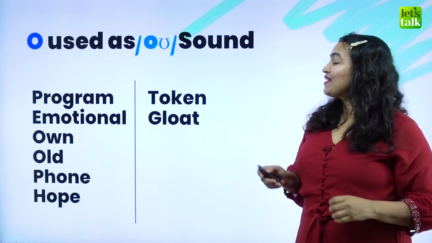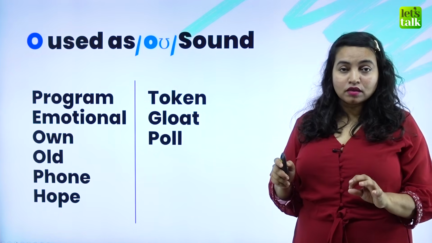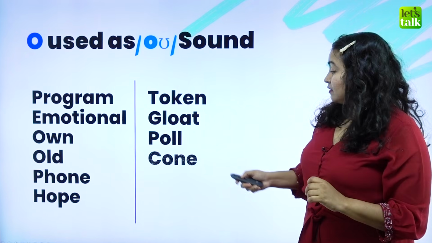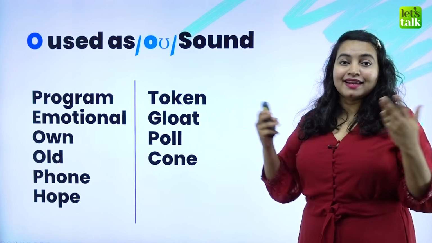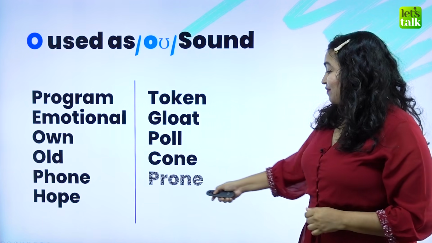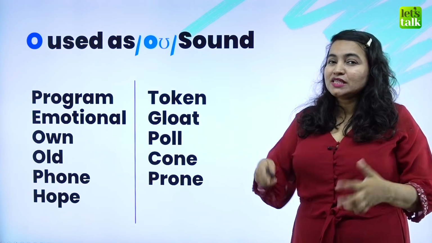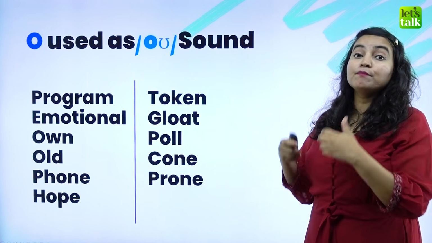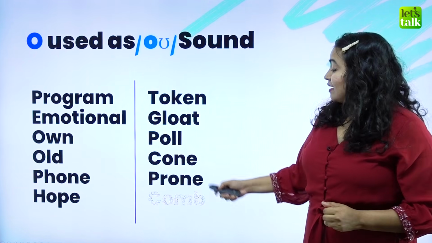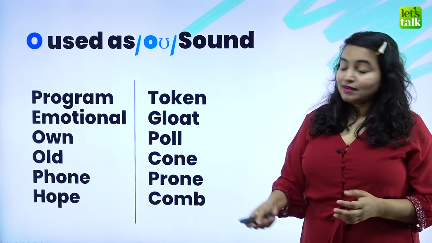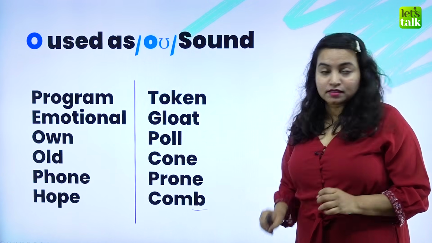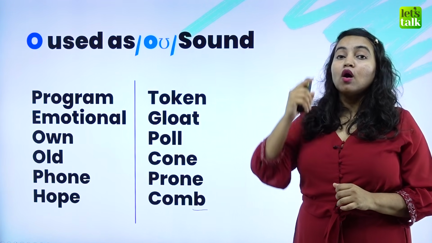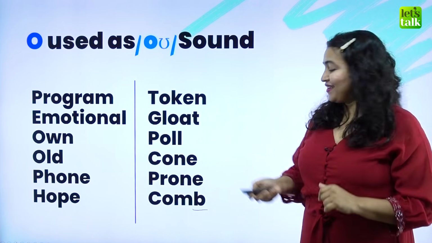Oh, okay. The next word, pole. Pole. The next word, cone. An ice cream, cone. Prone. Prone means when you are more susceptible, when you are more vulnerable towards something, you are prone to doing it. The next word, comb. Now please remember the B is silent. It's not comb, it's comb. You stop at the M, okay?